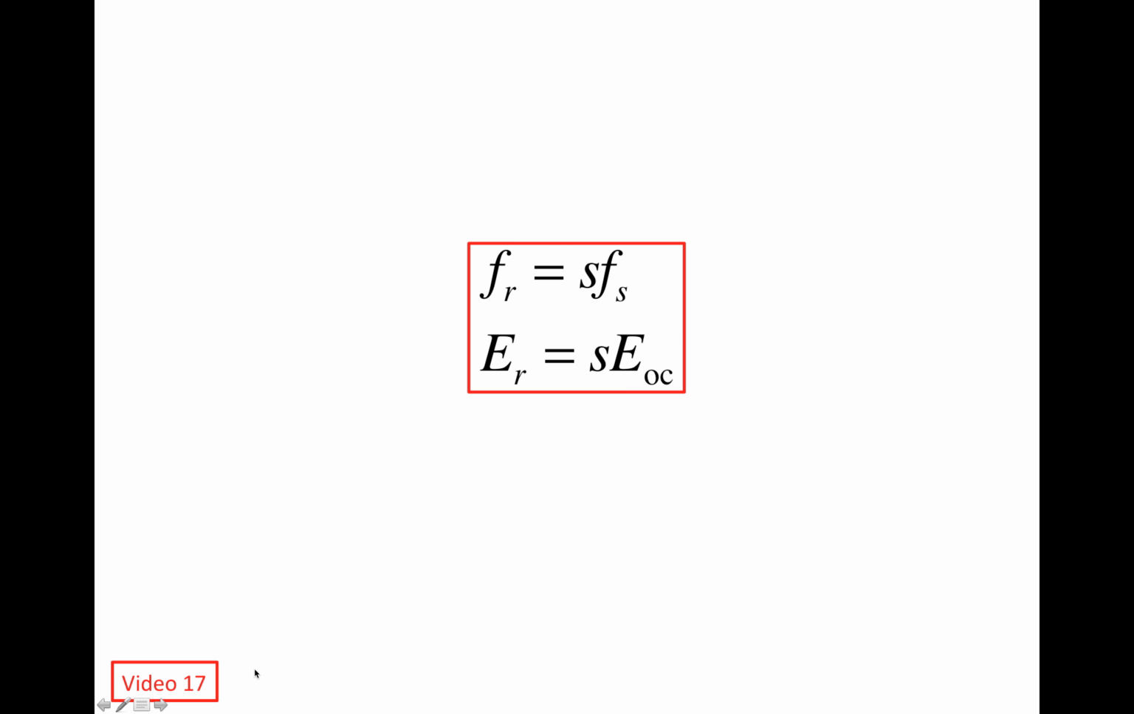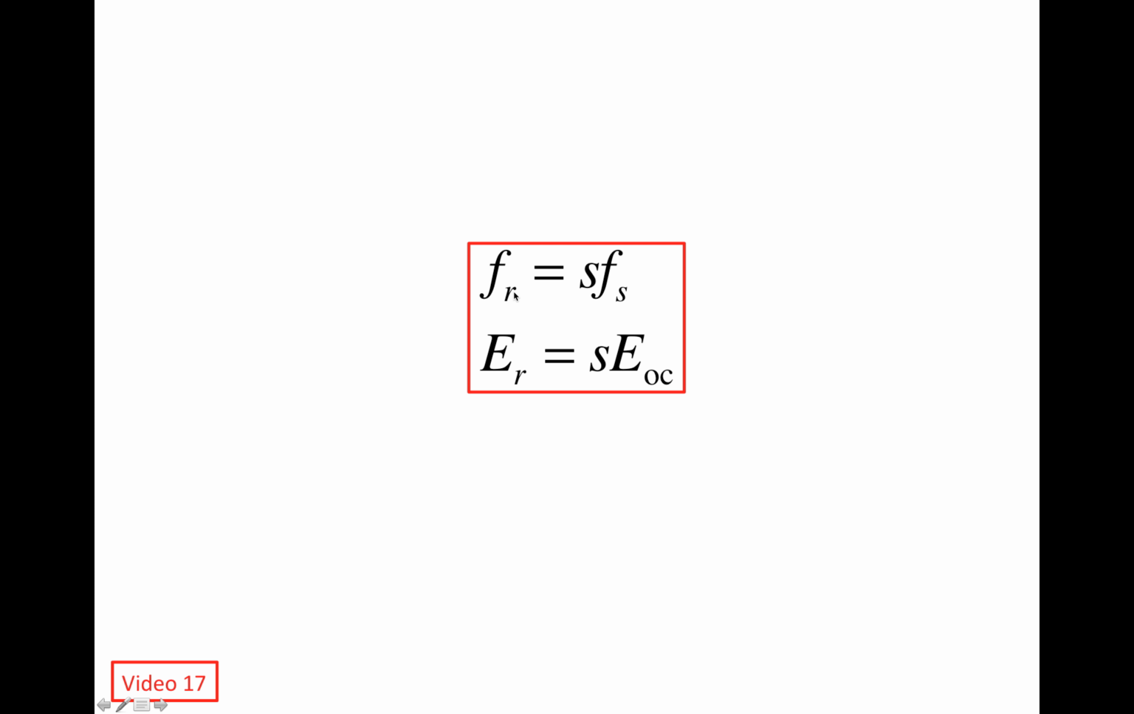Back in video 17, we derived these 2 very important equations for the frequency and the voltage induced in the rotor. So the frequency in the rotor: its current and voltage are AC, right? Those AC signals have frequencies. It's not a direct current. Direct current has a frequency of 0, but for AC current, you have non-zero frequencies. So FR is the frequency of the voltage and the current inside the rotor.